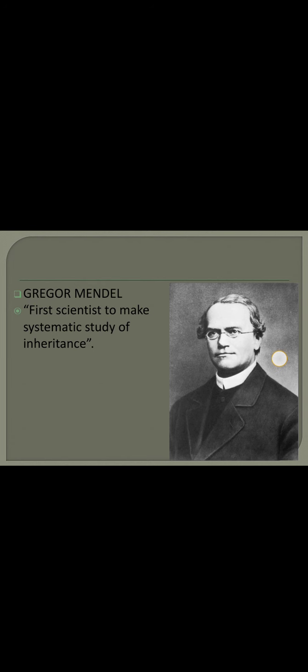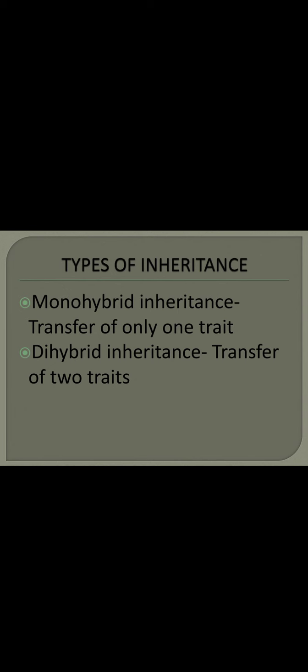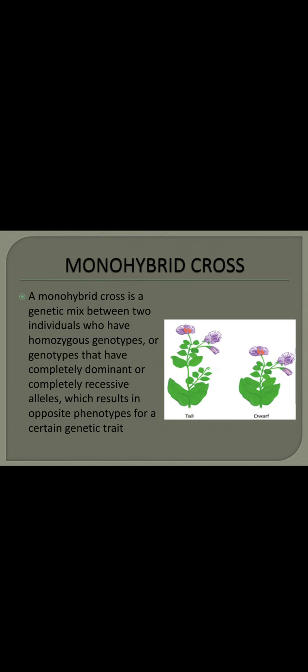So, let us see. The types of inheritance that we see are of two types. One is monohybrid inheritance, that is the transfer of only one trait. And in the case of dihybrid inheritance, it is the transfer of two traits. Okay, you know what traits are. In today's class we shall see only the monohybrid cross, and I'll be sending one more video wherein you can understand how the monohybrid cross is done, systematically. It is very easy compared to your complicated mathematics.